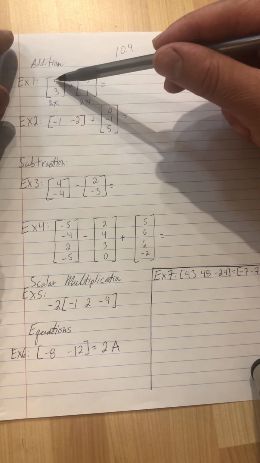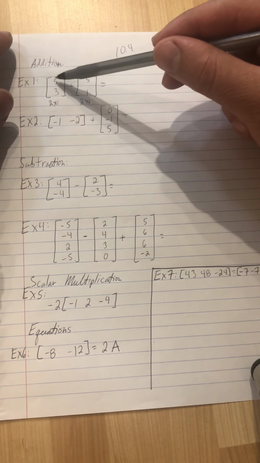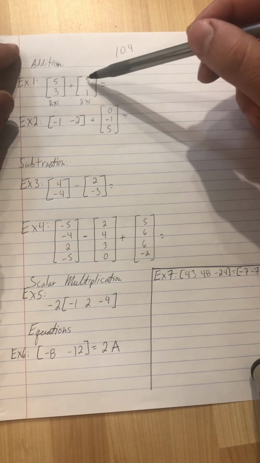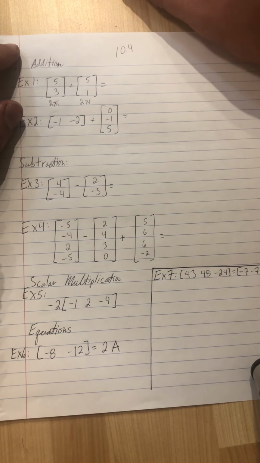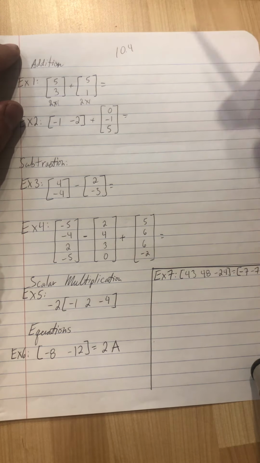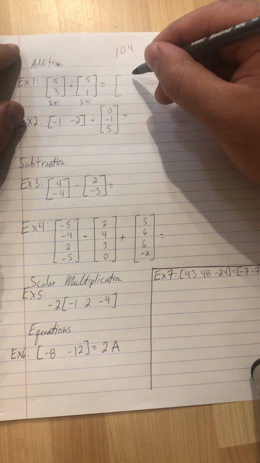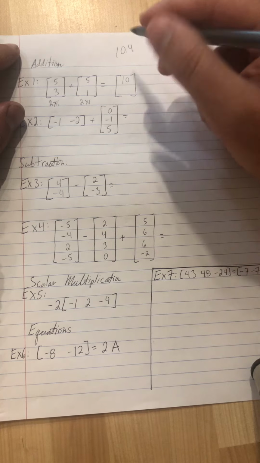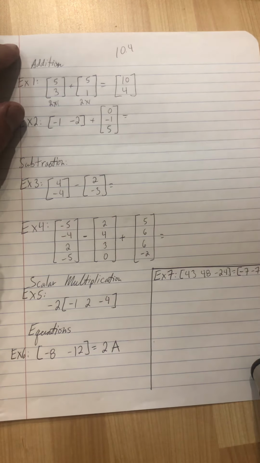So this is the first row, first column. That's 5. This is in the first row, first column too. So you just go ahead and add those two. 5 plus 5 gives you 10. Same thing, 3 plus 1 gives you 4.